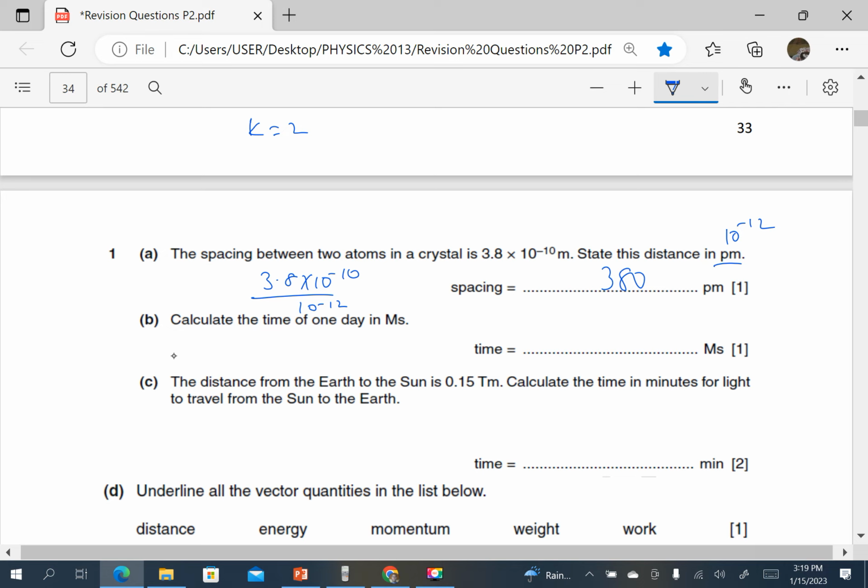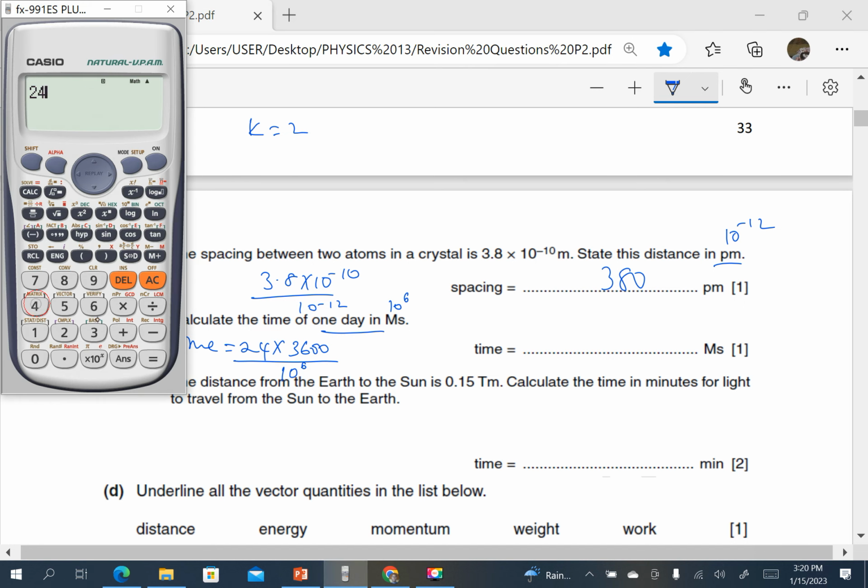Then calculate the time of 1 day in megaseconds. So 1 day, we know that the time of 1 day is 24 hours times 1 hour, which is 3,600 seconds. But we want the answer in mega, and mega is 10 power 6. So we divide this by 10 power 6. So we have 24 times 3,600, divided by 10 exponent 6. And that is 0.0864.